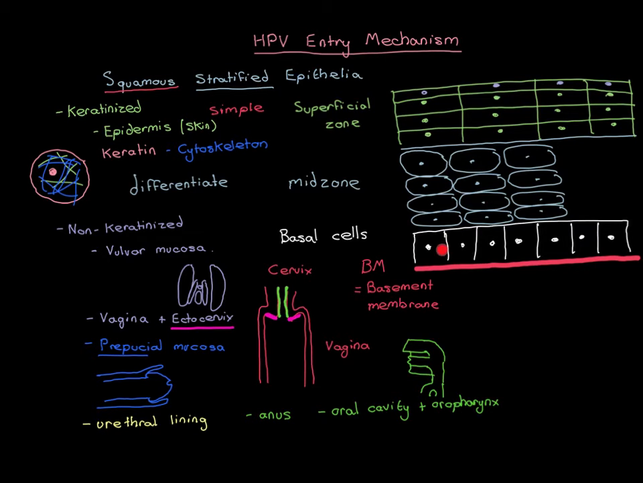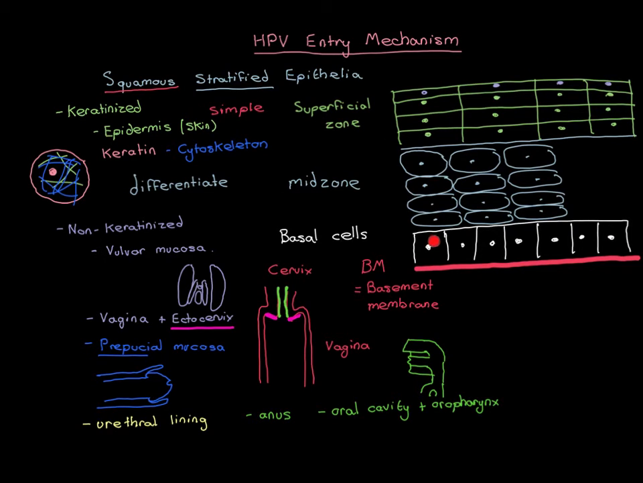And these are the only cells that are dividing in the squamous stratified epithelium. All of these cells are not capable of dividing. Well, they are once you get an HPV infection. However, in normal physiology, they are not dividing. So, to make a squamous stratified epithelium, all you actually need is the basal cells. They make all of the layers on top.